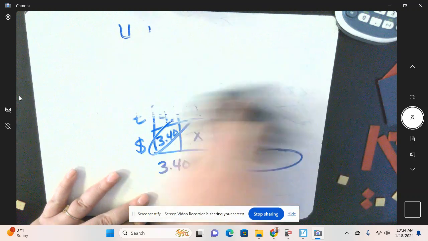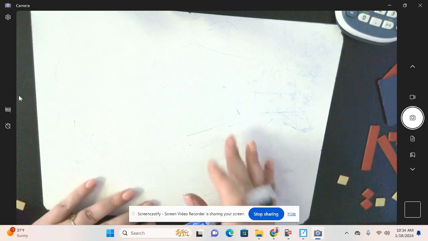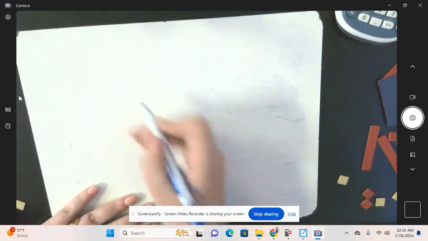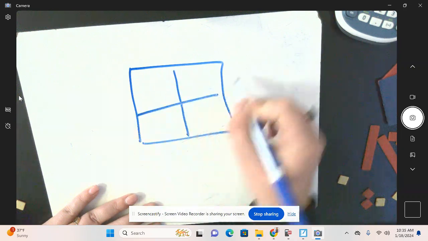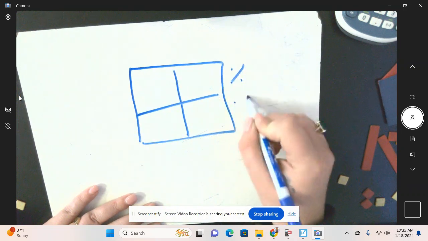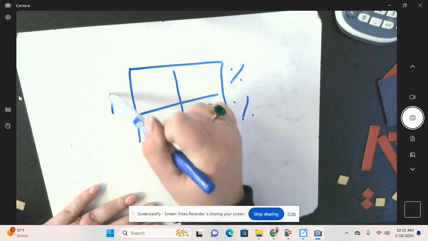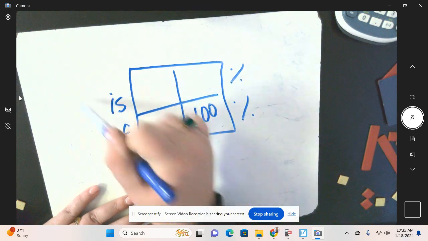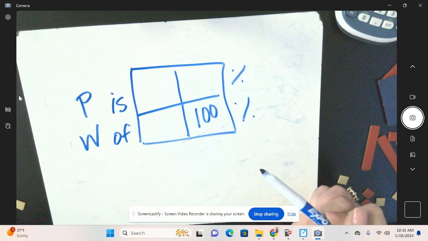Number 22 says the Wildcats basketball team made 80% of the 95 shots taken. How many shots did they make? So I see a percent sign, so that means I'm going to make a percent box, and I'm going to have percent, 100 over here, is, of, and part to whole. Okay? And I'm going to go back and reread my question.